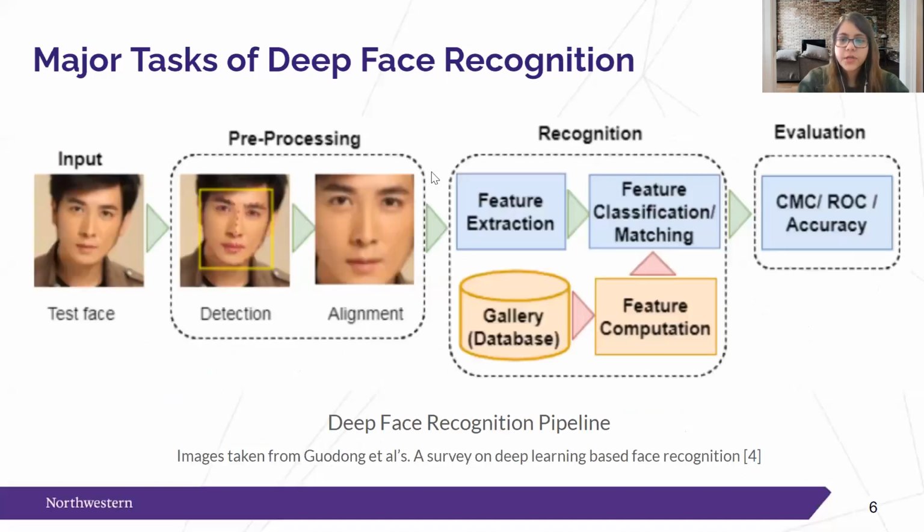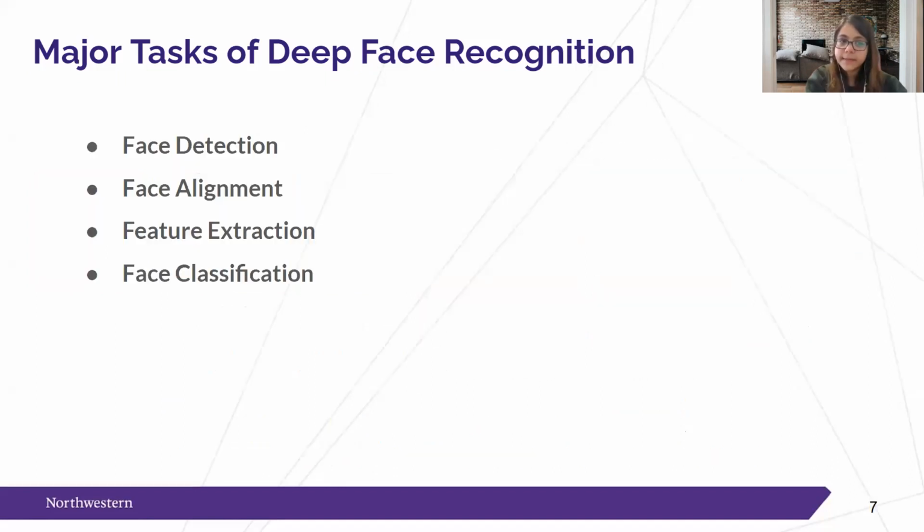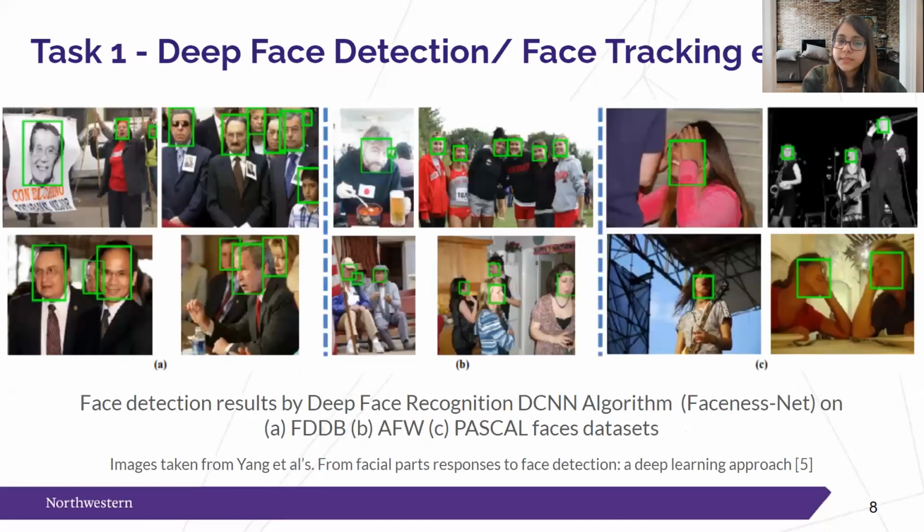So talking about the major tasks of deep face recognition, you get an input image, then you do some pre-processing like face detection and face alignment, and then you perform the face recognition tasks, which are feature extraction, then classifying the features, and then finally evaluating the accuracy. So this is the deep face recognition pipeline, and these are the major tasks of deep face recognition. So this is an example here.